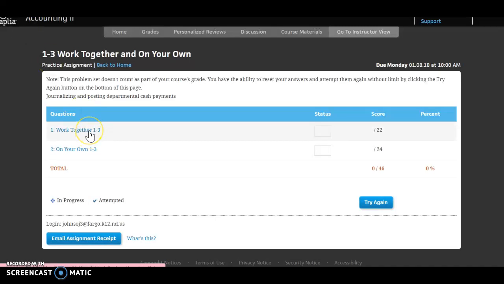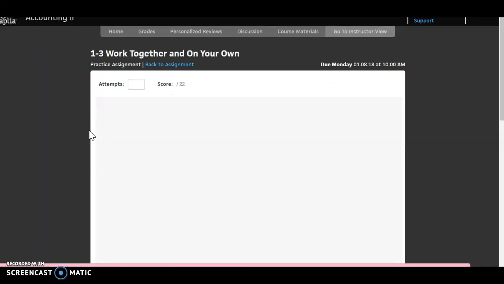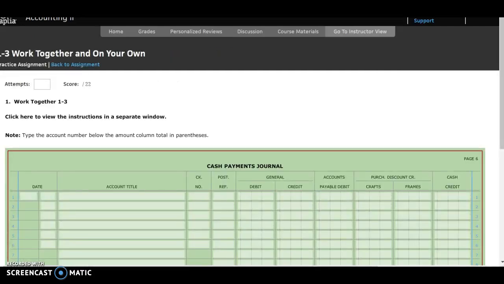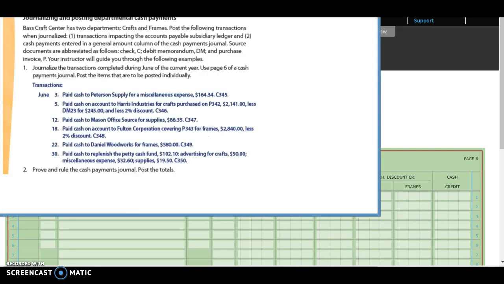Okay, work together 1-3. So it might be beneficial for you to have your book open to the directions. If you cut that in one of the last videos, instead of having to click out and open the directions in a separate window, you can have your directions open in your book. If not, you can definitely click here to open up your directions.